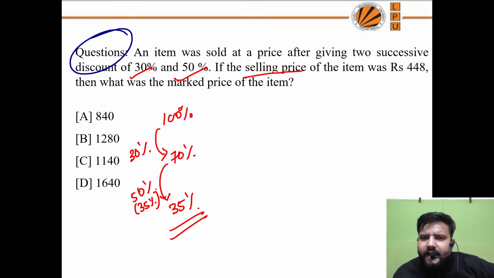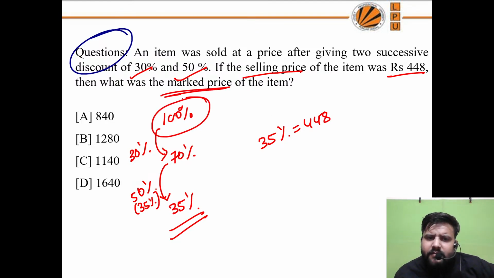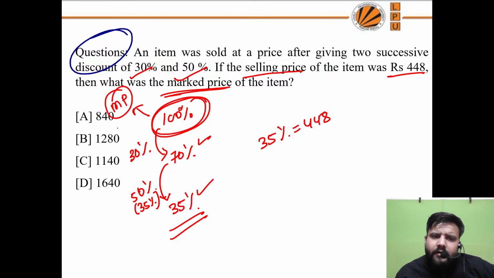It is saying that the selling price is 448. So actually 35% is given to you as 448. The question is asking for the marked price. So this was the marked price, because discount is given over marked price only. So you started with marked price only. Remember it, discount is over marked price only.